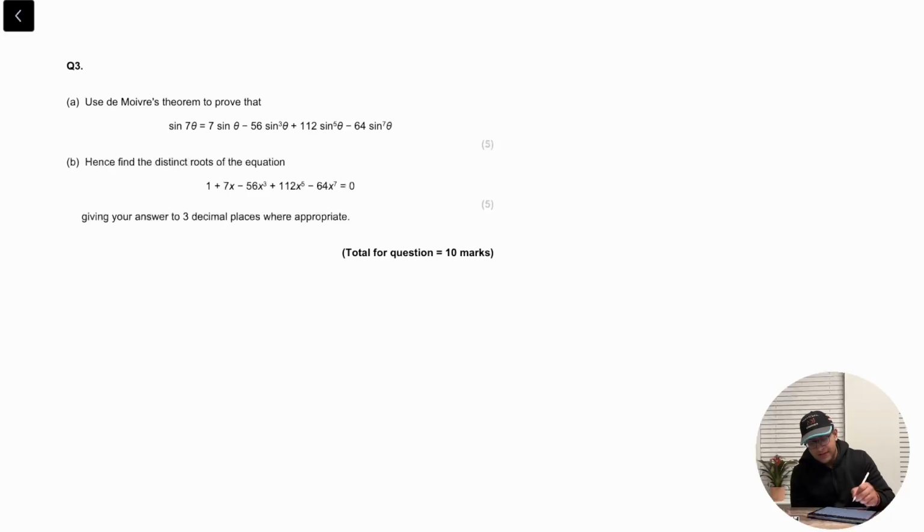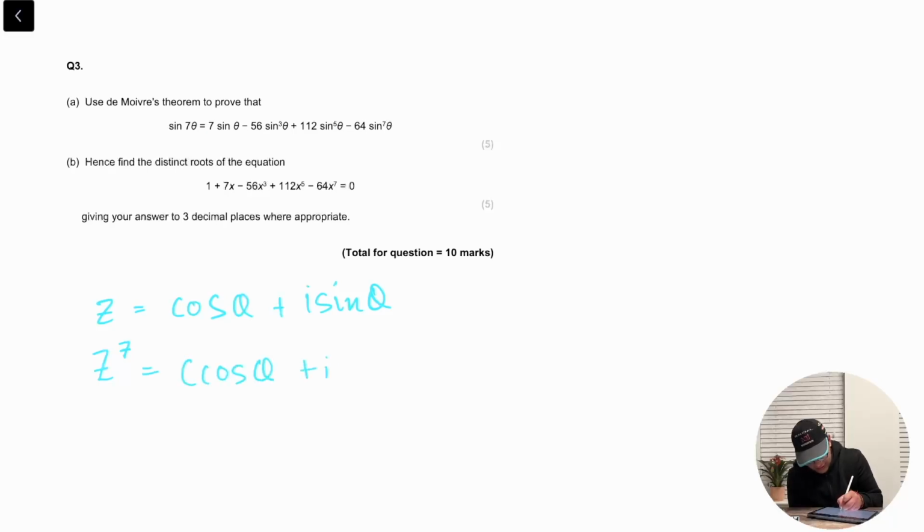So the traditional way to approach this is that you say that z, or like a normal complex number, equals cos theta plus i sine theta, right? So z to the power of 7 will equal cos theta plus i sine theta, all to the power of 7, right?